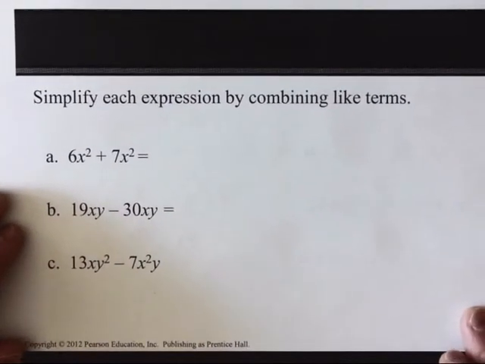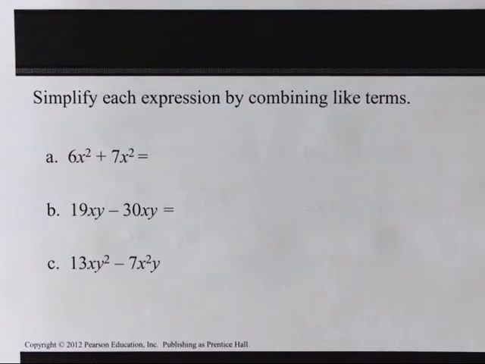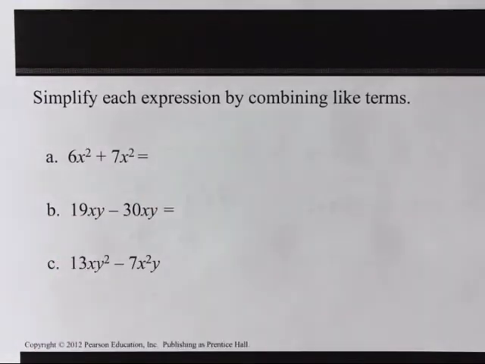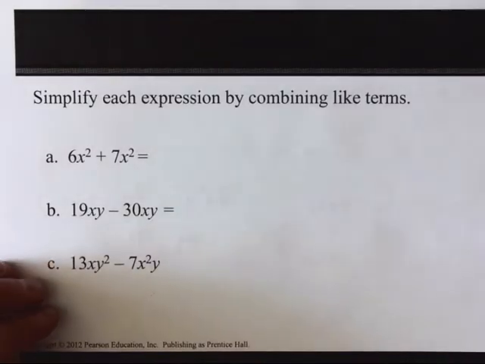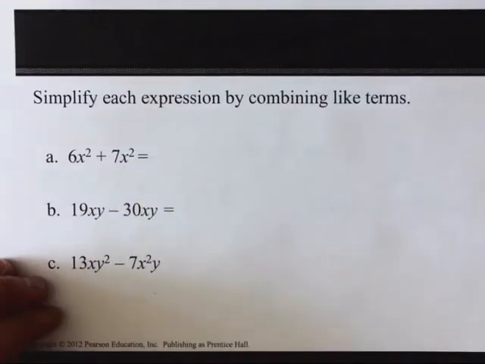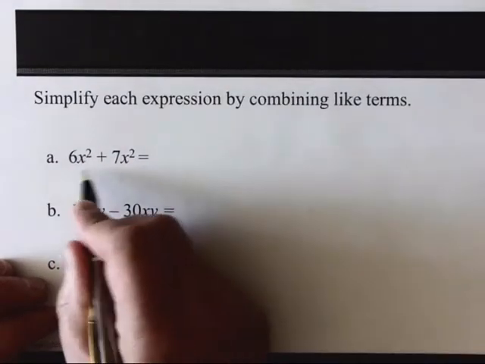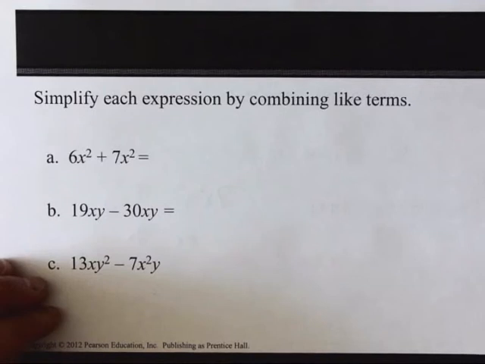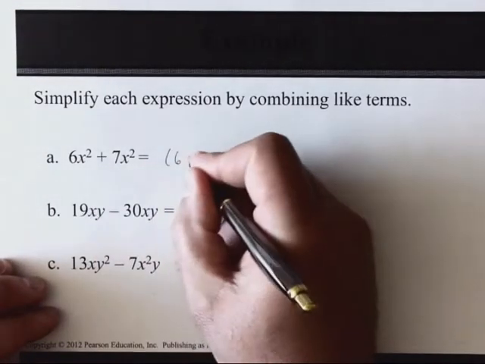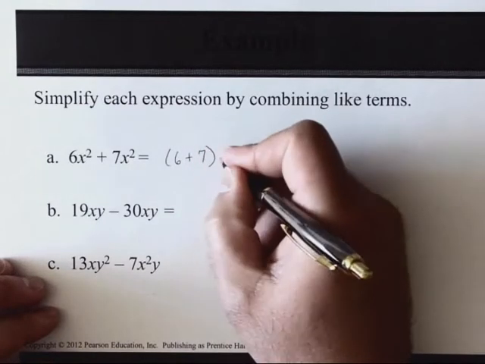Alright, so how do we simplify? Now that we know what coefficients are, now that we know whether things are like terms, how do we simplify that? So the root word of the word simplify is simple. So essentially we want to take these algebraic expressions and make them simple, combine things together. So to do this, right, we combine the numerical coefficients and keep the like term part the same. So these are both like terms, they have x squared. So then we combine the coefficients 6 and 7.